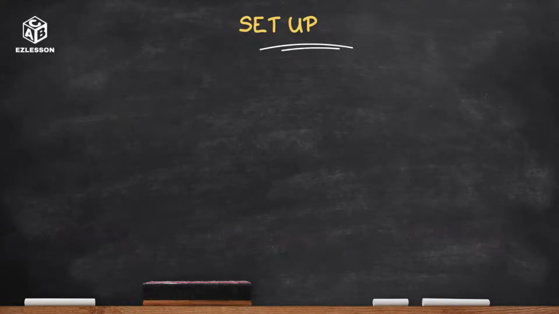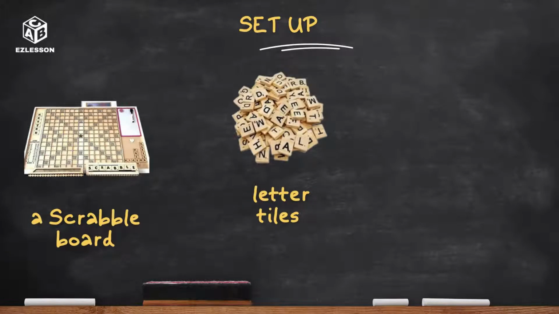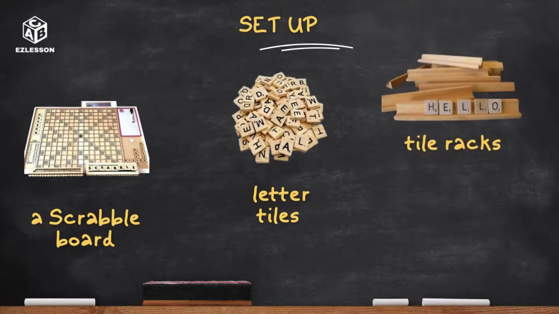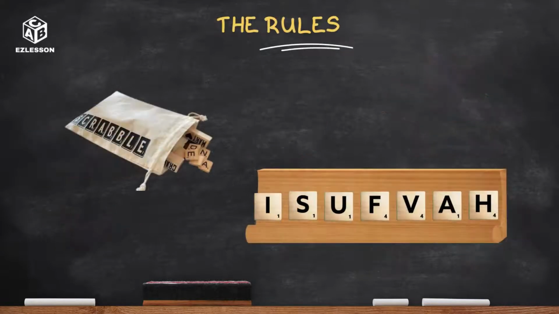To set up the game, you'll need the following items: a Scrabble board, 100 letter tiles, 4 tile racks, and a bag to draw tiles from. Each player starts with a tile rack and draws 7 tiles from the bag. Make sure to keep your tiles hidden from other players.